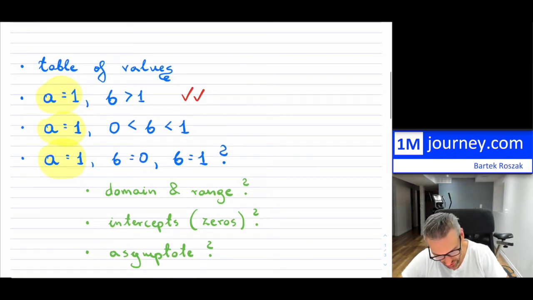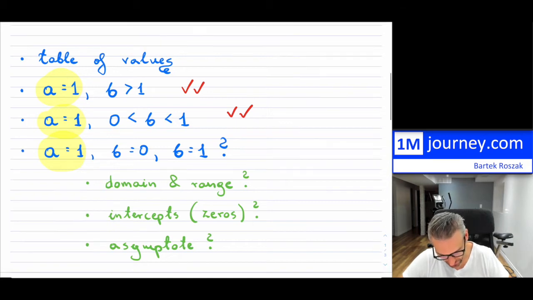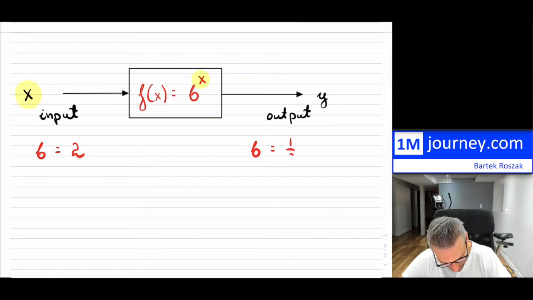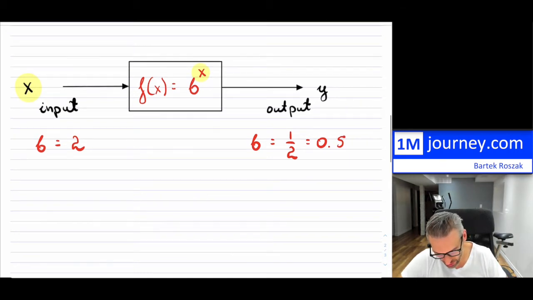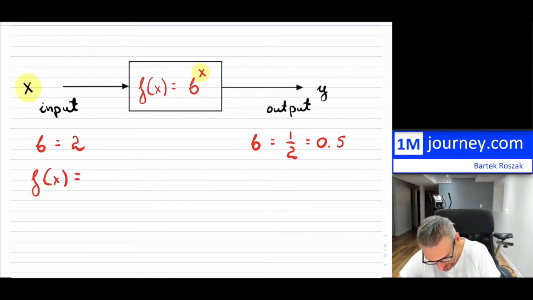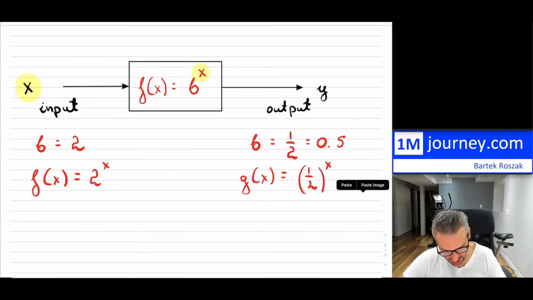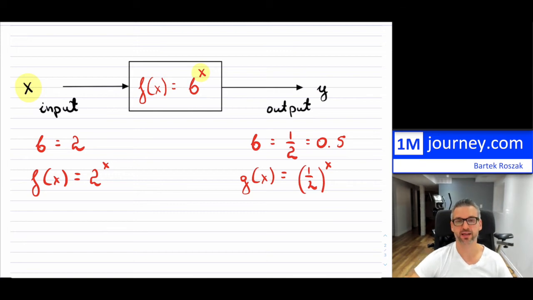And then we also want one case where b is between 0 and 1. So I'm going to make b, let's say, 1 over 2, or simply 0.5. So we're going to take those two cases. If I were writing it as the function itself, this would be 2 to the x, or if I changed it, maybe I'll call it g, so that I can rename them, this is 1/2 to the x, or you can put 0.5 to the x, which means exactly the same thing.